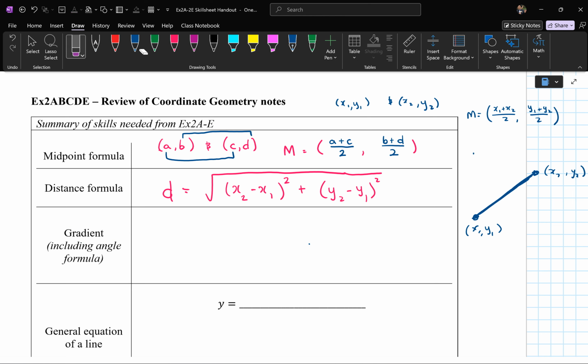Gradient. What's the formula for the gradient again? We normally use the letter M. M is equal to, what is it? There's a lot of formulas that you'll know, but there's two key ones that I want you to know. Anyone know? Hands up. Rise over run.